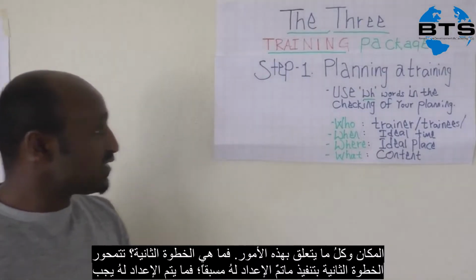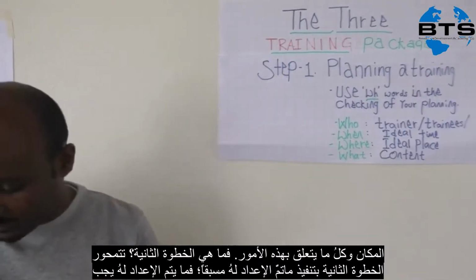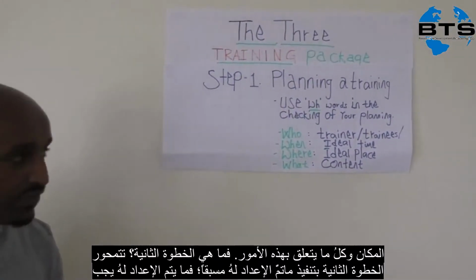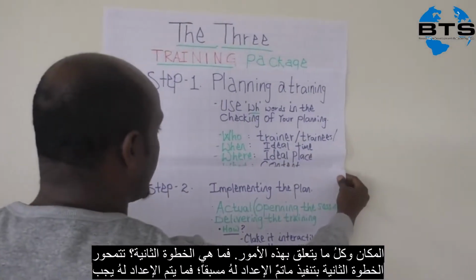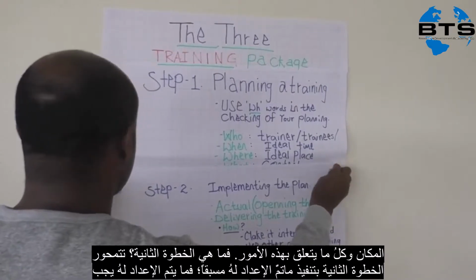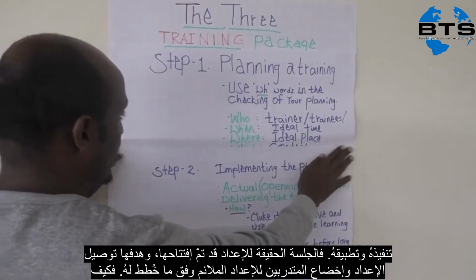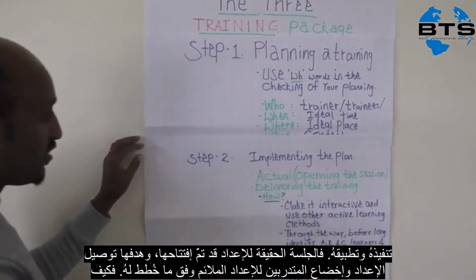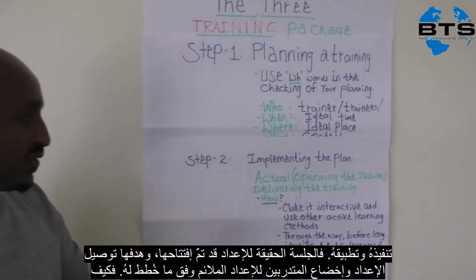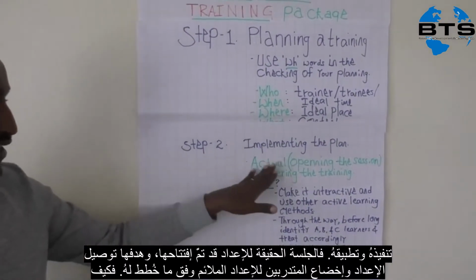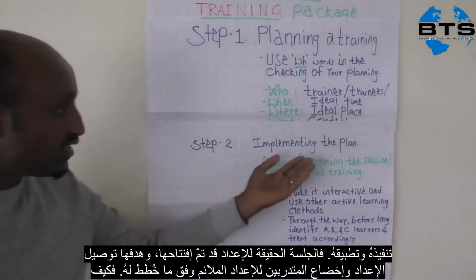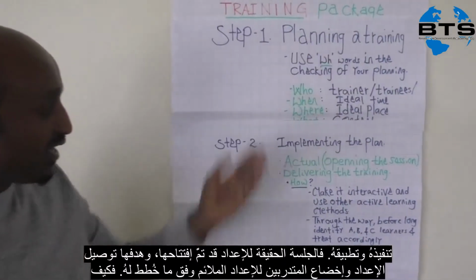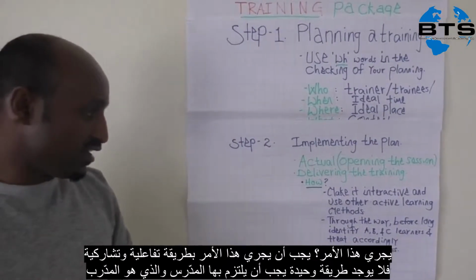What would be the second step if this is planning? The second step will be implementing what is already planned, because anything planned has to be implemented, and implementing also takes its own pattern. Implementing the plan: the actual training session will be opened. How? That is about delivering the training, all that is planned. So how is it? A question.